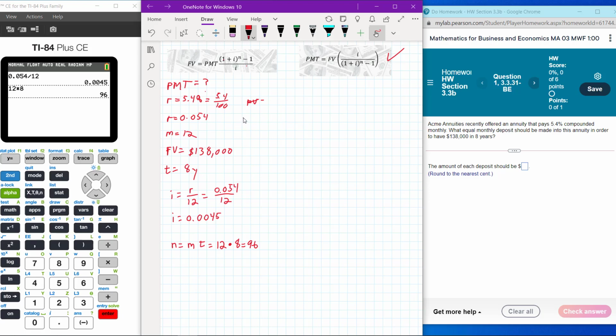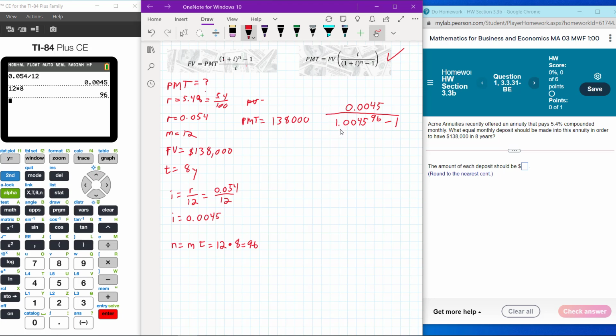So our payment is equal to the future value, 138,000, times I, which is 0.0045, divided by the quantity 1 plus I, which is 1.0045, raised to the Nth power, which is 96, minus 1. That is the equation that we need to compute.